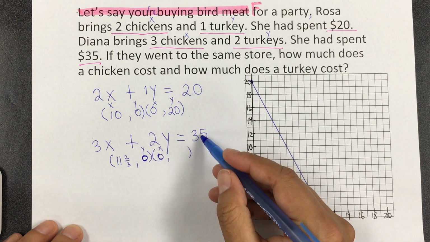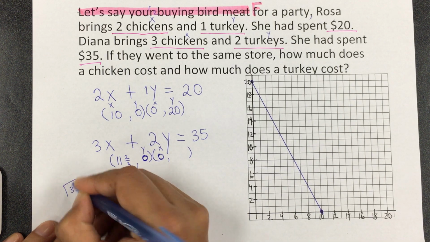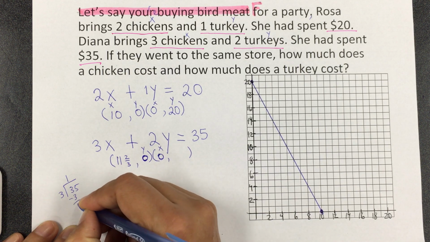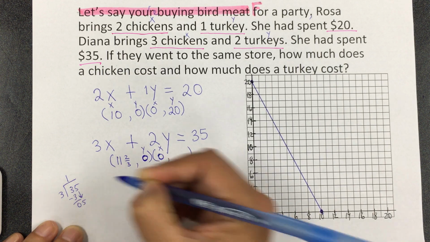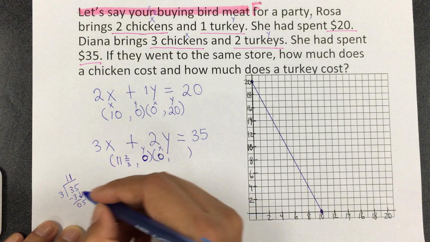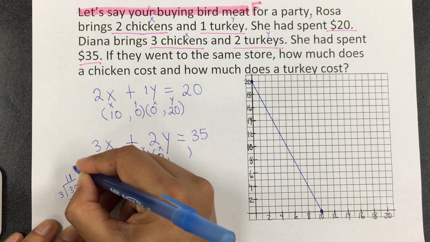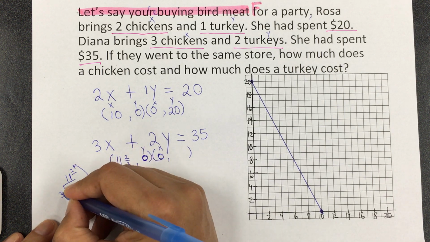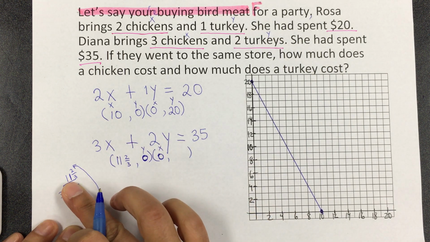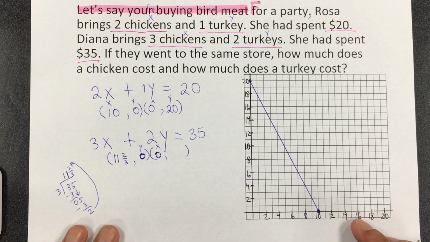How do you do that? 35 divided by 3, 3 goes into 3 once, 1 times 3 is 3, you subtract it and bring down the 5. The 3 goes into 5 one time, 1 times 3 is 3, subtract and you get 2, and that goes up here, and the divisor goes over here. So that's how I got 11 and 2/3. Okay, so it's just a quick review of fractions.